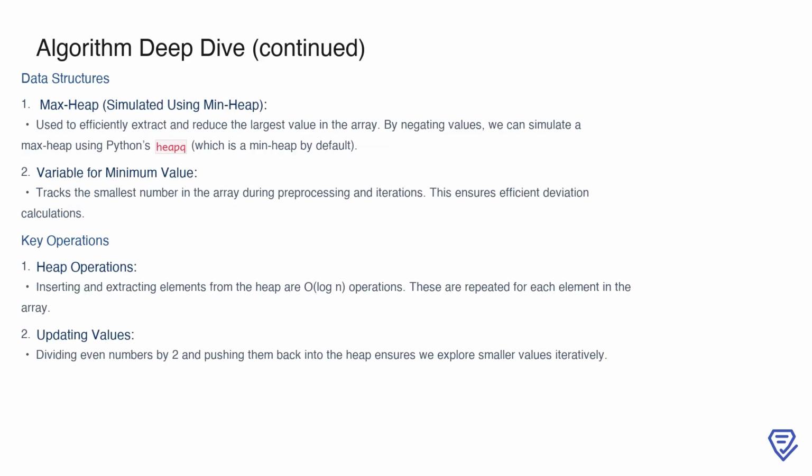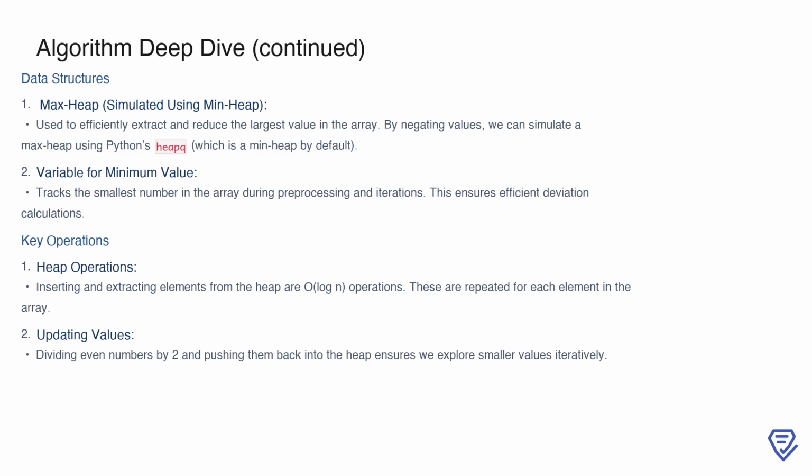The algorithm relies heavily on specific data structures to achieve efficiency. The max heap, simulated using a min heap by negating values, is the backbone of the approach. This data structure allows us to efficiently extract, modify, and reinsert the largest value in the array. Alongside the heap, a variable is used to track the smallest value in the array. This variable is updated dynamically during pre-processing and iteration, ensuring that deviation calculations remain accurate.